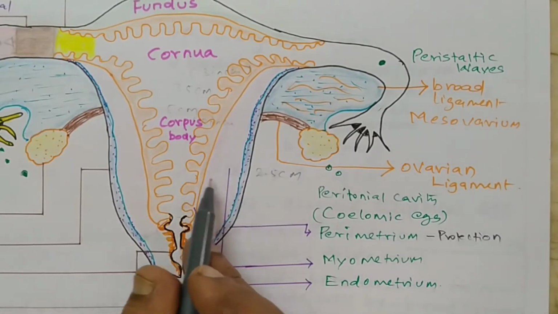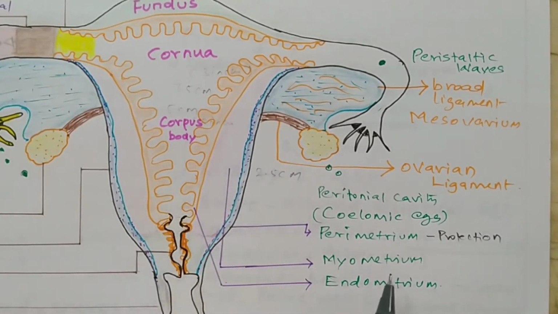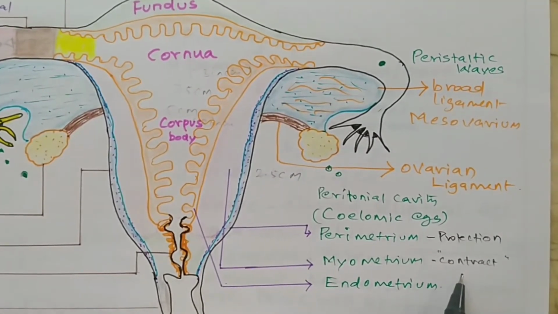The myometrium is a very thick wall. It undergoes very strong contraction at the time of delivery. So it contracts at the time of delivery. This is what we generally call labor pain.